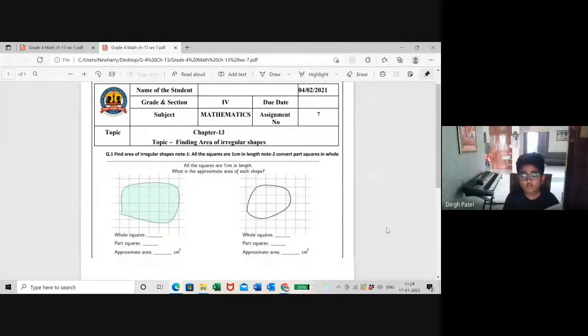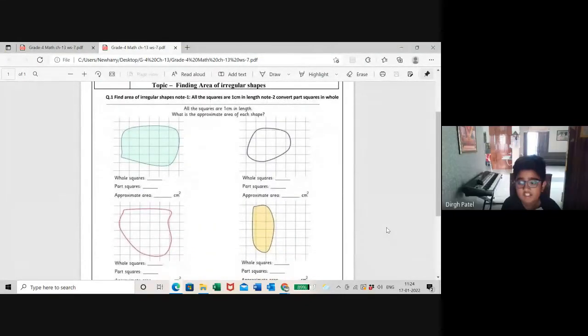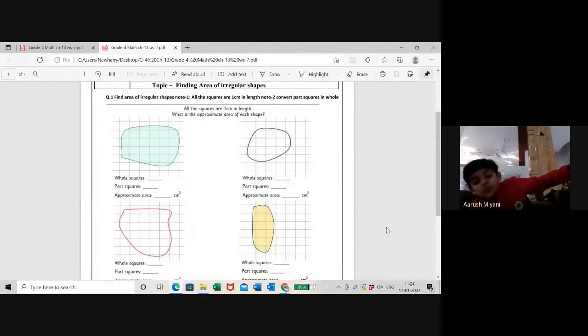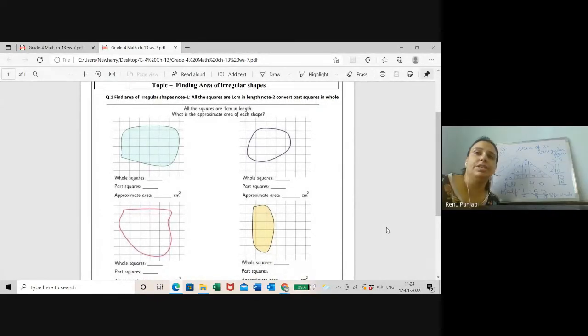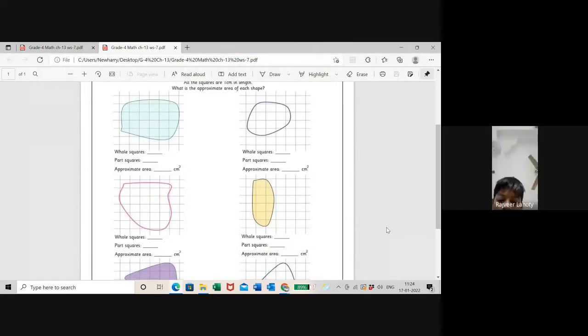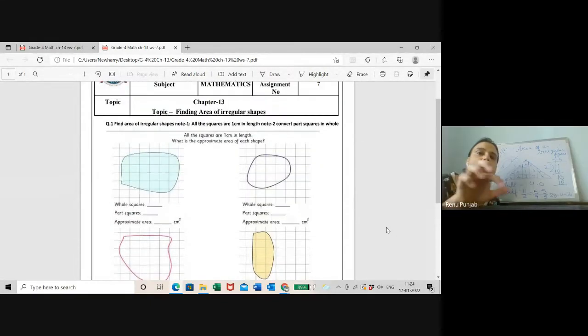Very good. Ma'am, can you see? Is this worksheet visible to you all now? Yes, ma'am. Can we find the area of the first figure? Yes, ma'am. Silently find it and write in the chat box. I am also doing it here. You have to silently find and write in the chat box.